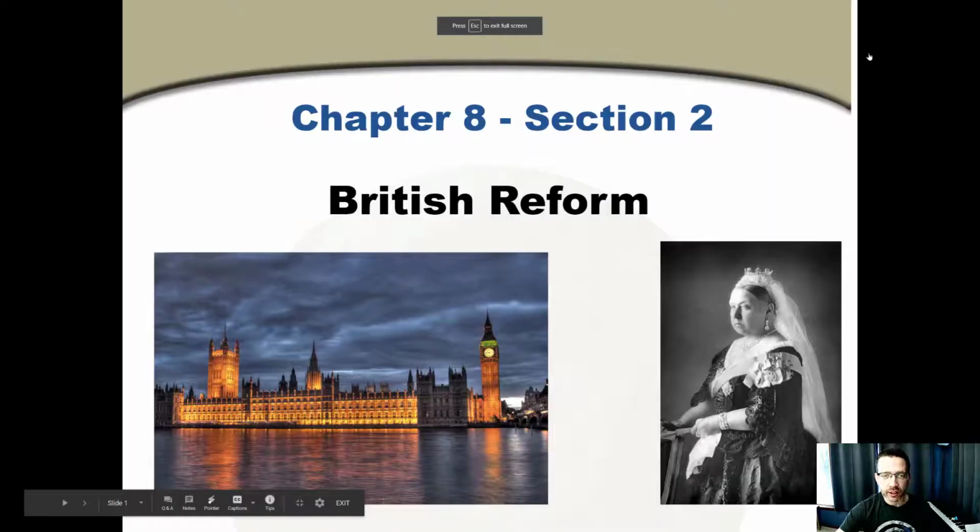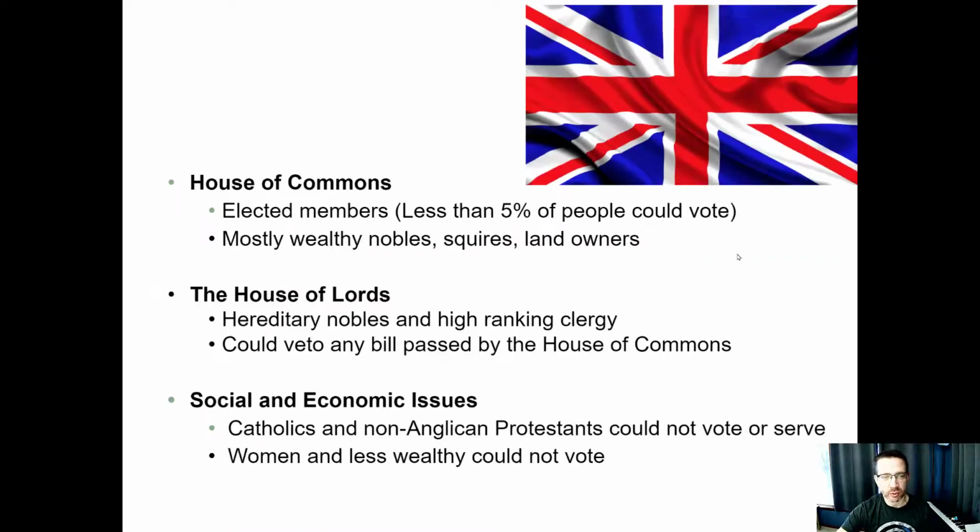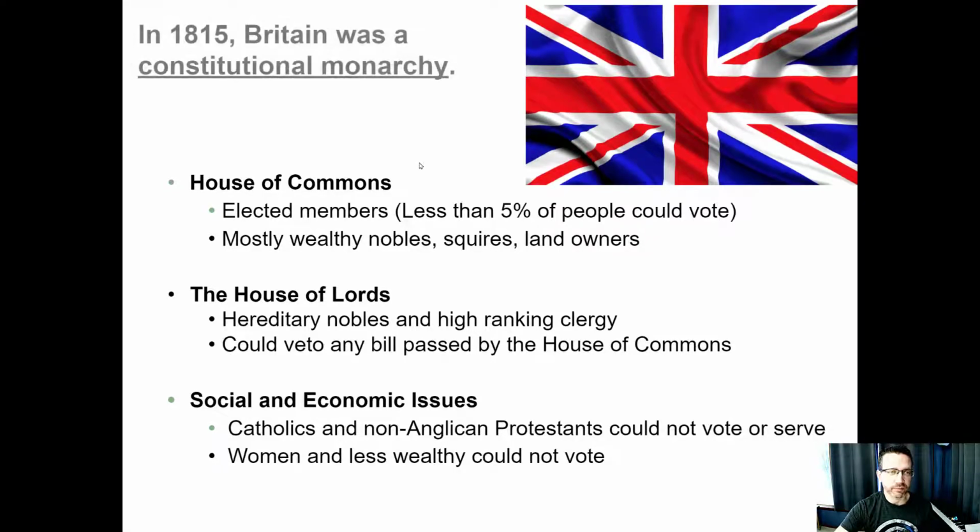All right, so today we're going to look at British reforms. So this is the Victorian age. This is kind of like the Industrial Revolution is well on its way. And the first thing we're going to look at is the British as a constitutional monarchy.